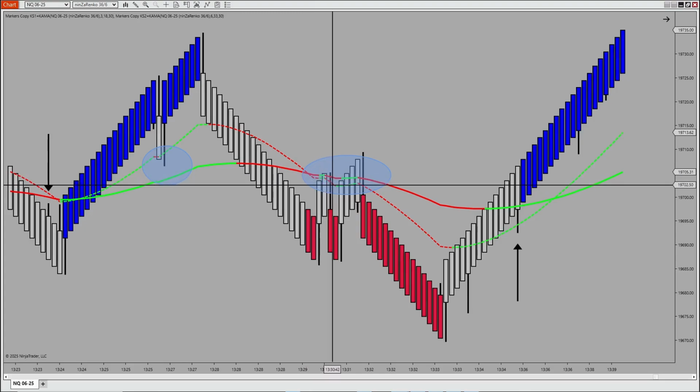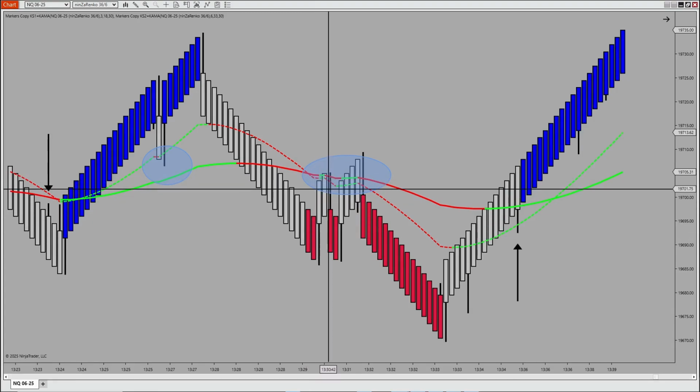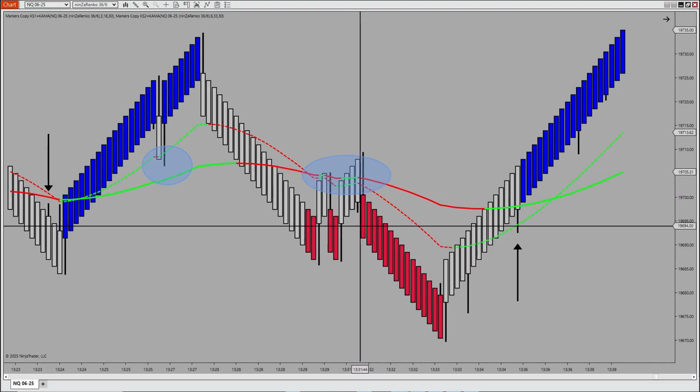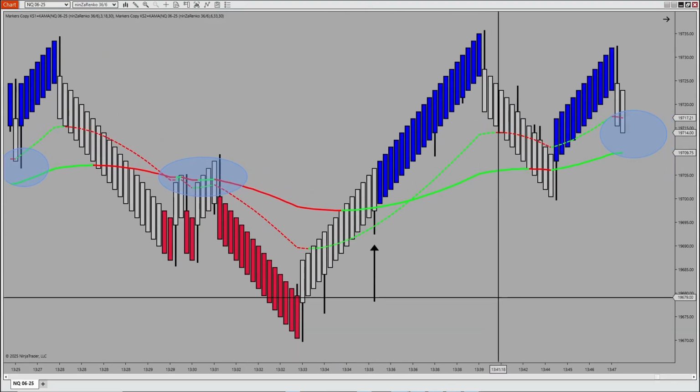36 EMA gets underneath the 108. You don't get the extension, but it pops right back up. It stays contained, closes down. Super nice trade. Nice wick up.